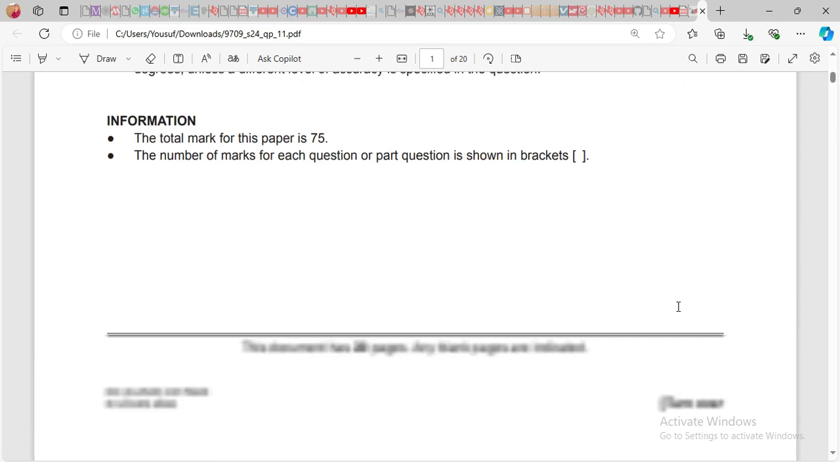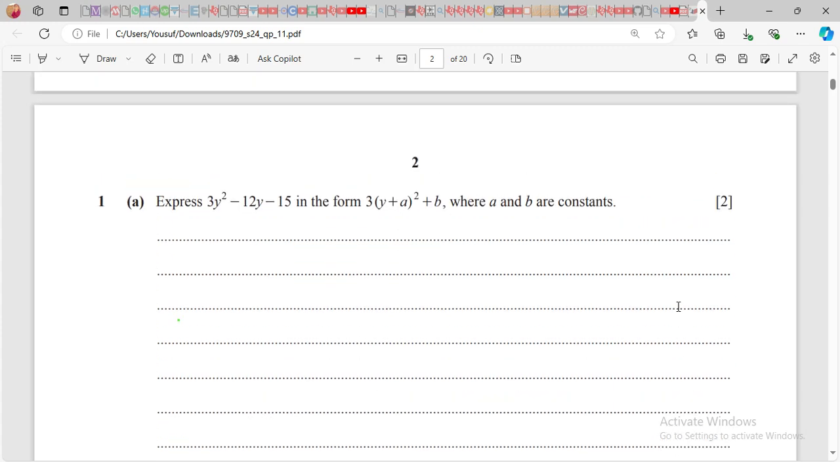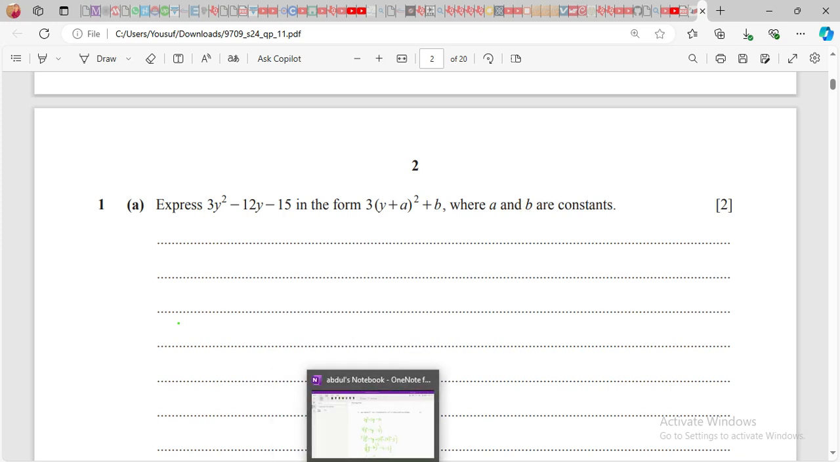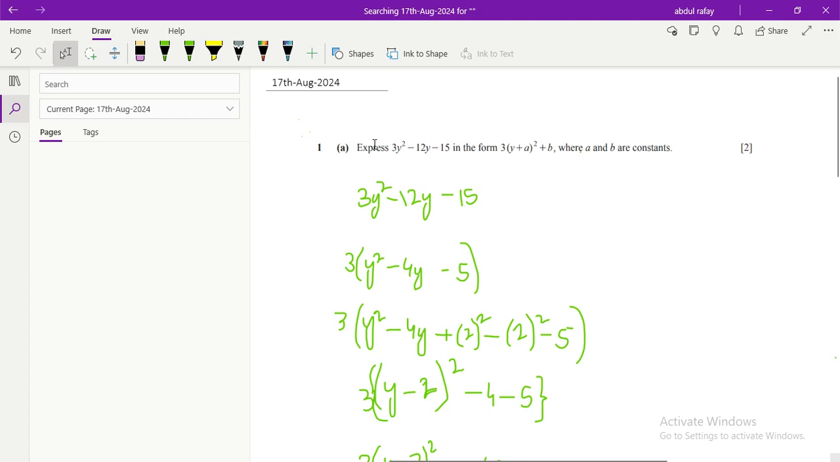So in this exam, our first question is to express 3y squared minus 12y minus 15 in this form, where a and b are constants. So how will you transform this expression into this form? I have already solved this part (a), so let me just show you.